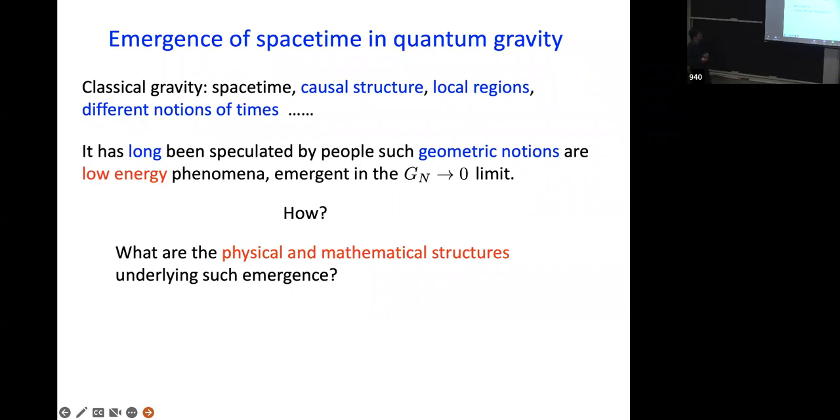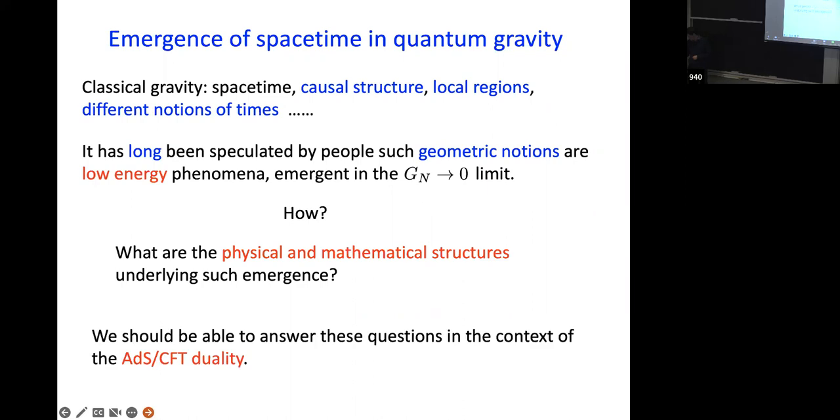If space-time or geometric notions are really emergent at low energies, then what are the physical and mathematical structures underlying such emergence? Right now we don't really have a non-perturbative formulation of quantum gravity, so it's not easy to answer this question directly. But we do have the AdS-CFT duality, which equates a non-perturbative formulation of quantum gravity to a field theory on its boundary. So we should be able to answer these questions in the context of the AdS-CFT duality.